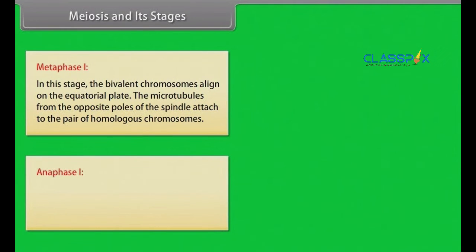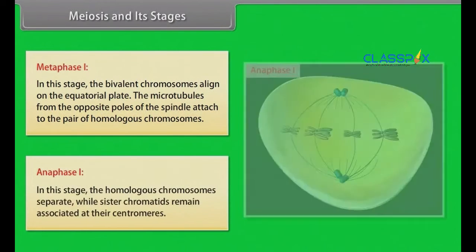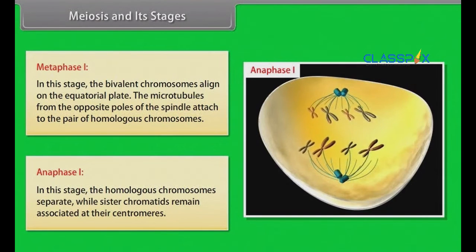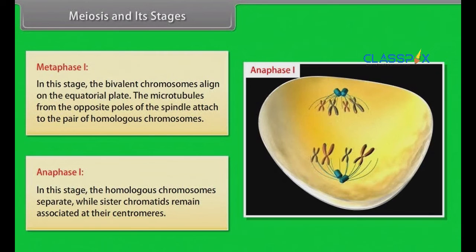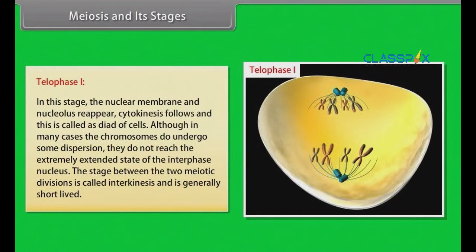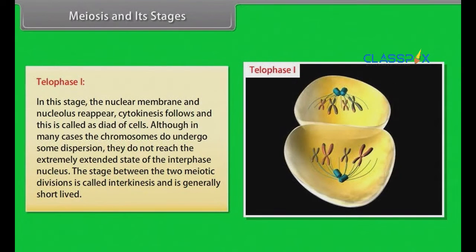Anaphase I is the next stage. In this stage, the homologous chromosomes separate while sister chromatids remain associated at their centromeres. Anaphase I is followed by telophase I. In this stage, the nuclear membrane and nucleolus reappear, cytokinesis follows, and this is called a dyad of cells.